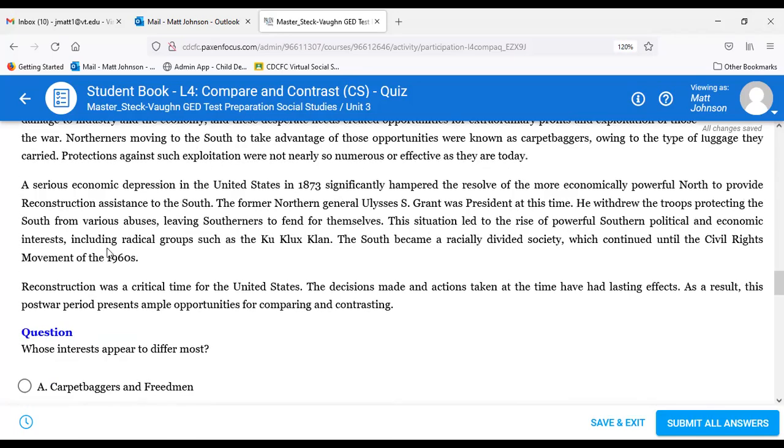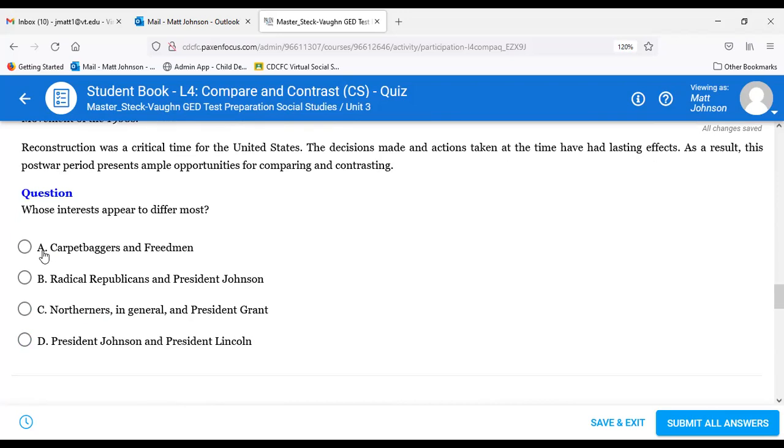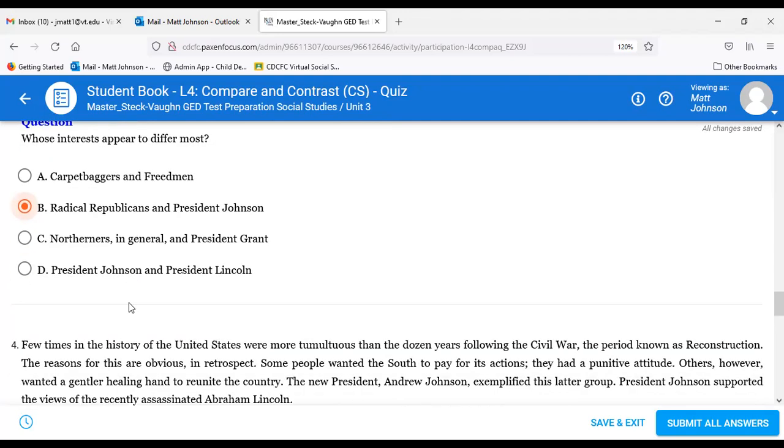And our next question, Etta, do you want to read question three for us? Whose interests appear to differ most? A, carpetbaggers and freedmen, B, radical Republicans and President Johnson, C, Northerners and General and President Grant, or D, President Johnson and President Lincoln? B. Yeah. B as in boy, right? Radical Republicans and President Johnson were not on the same page. So they differ the most there.